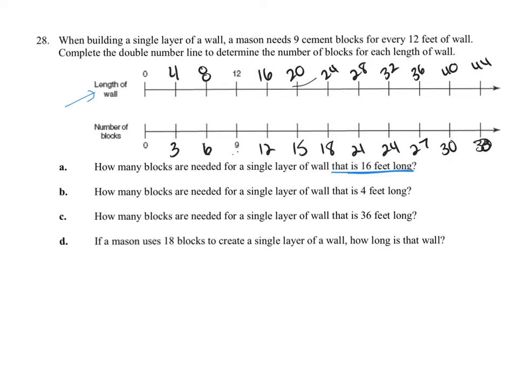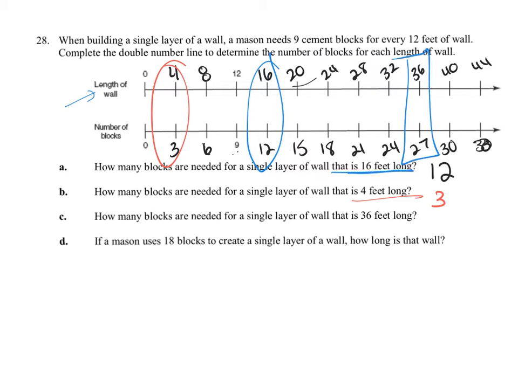So here the length is up here. So 16 was 12. So the answer for A is 12. Question B says, how many would you need if it was 4 feet long? Well, 4 feet was 3. How many blocks are needed for a single layer that's 36 feet long? Well, 36 is right here. That would be 27.